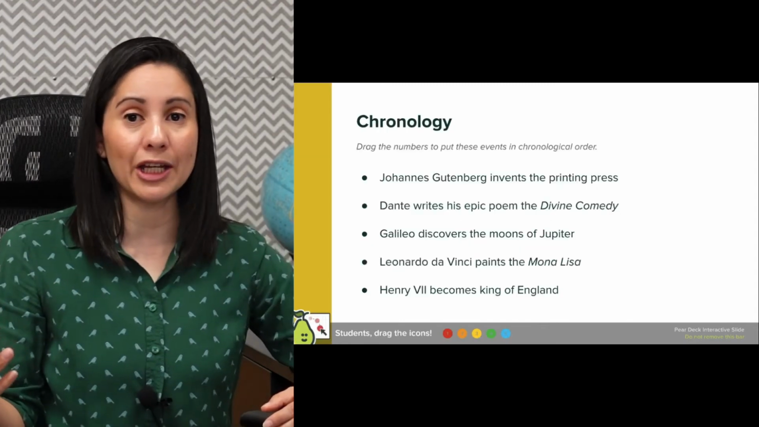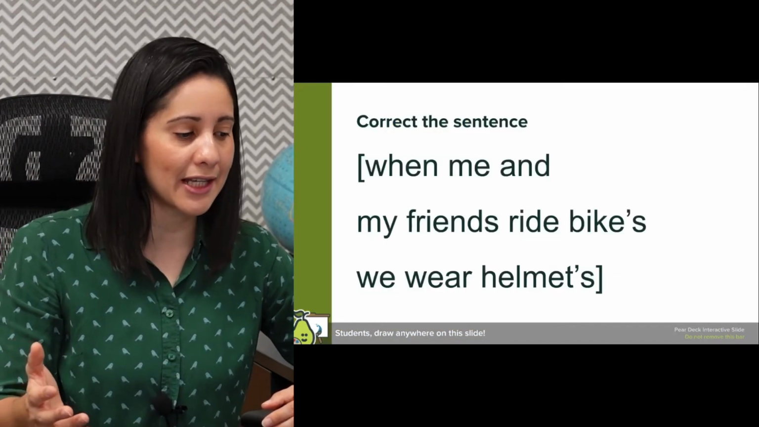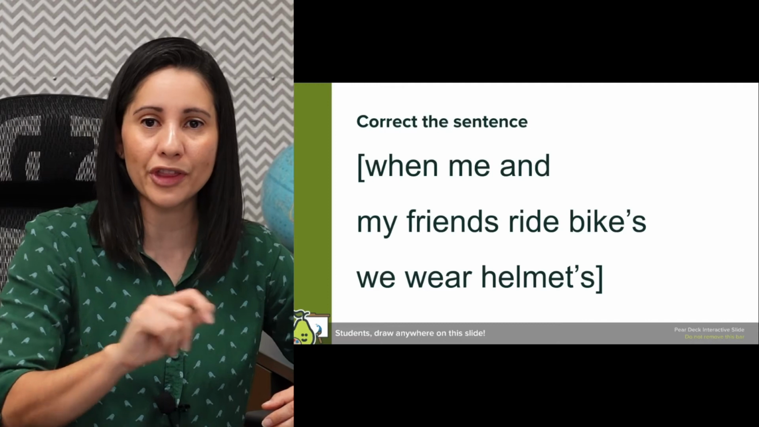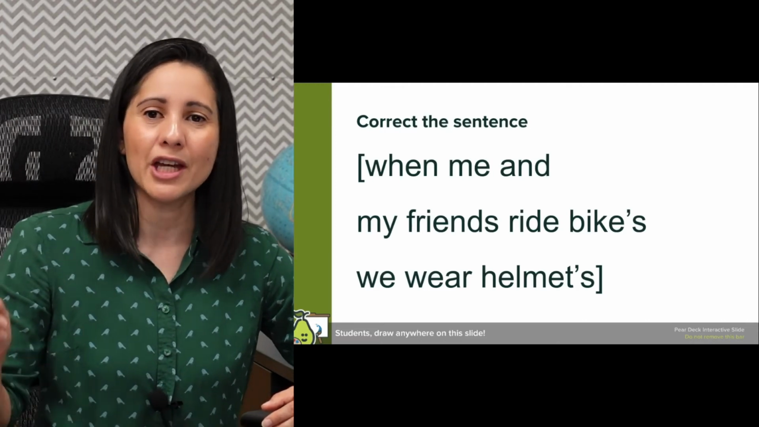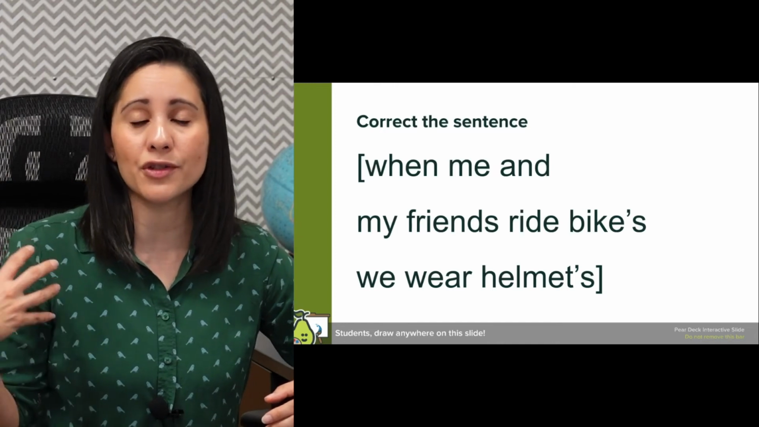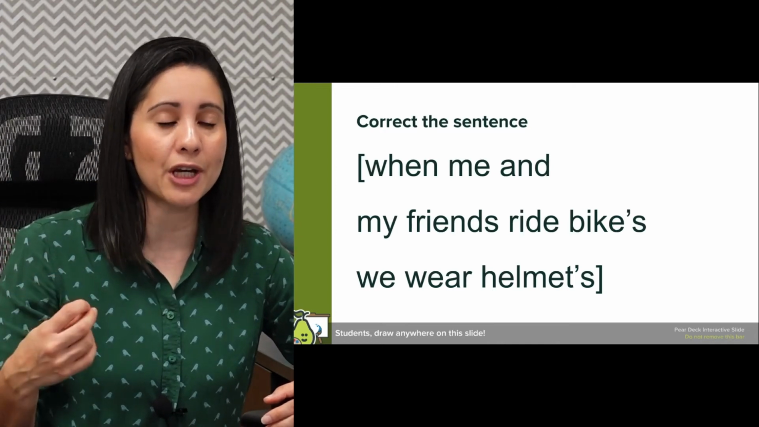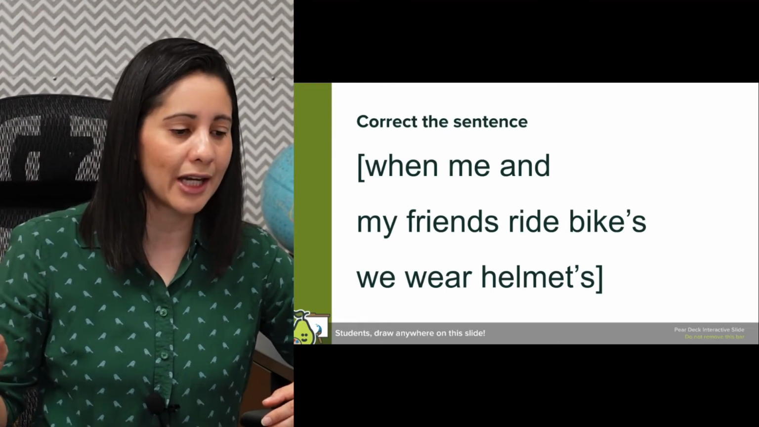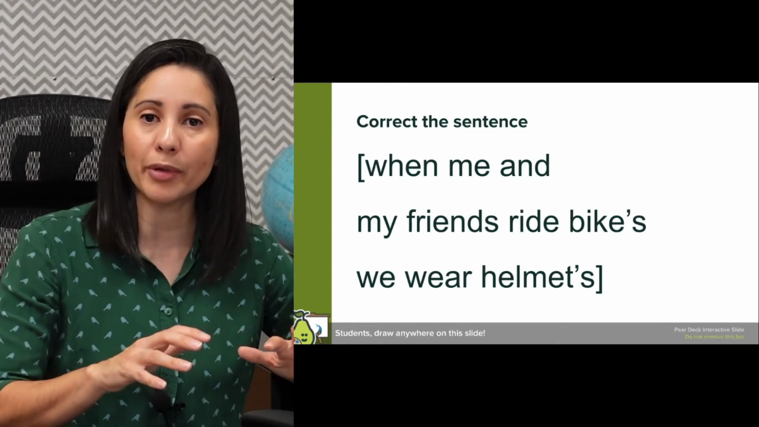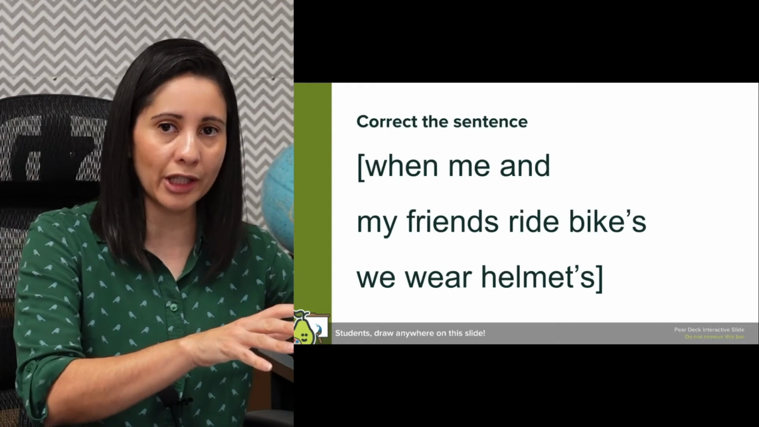If you're teaching language arts here, correct the sentence. The students can, with their mouse, write. I find that it's very difficult when they use their mouse. Luckily, at our site, when the students picked up their laptops, it had a stylus. So it's a little bit easier for students to write. But they could also type. So that could be a way that you grade them also.